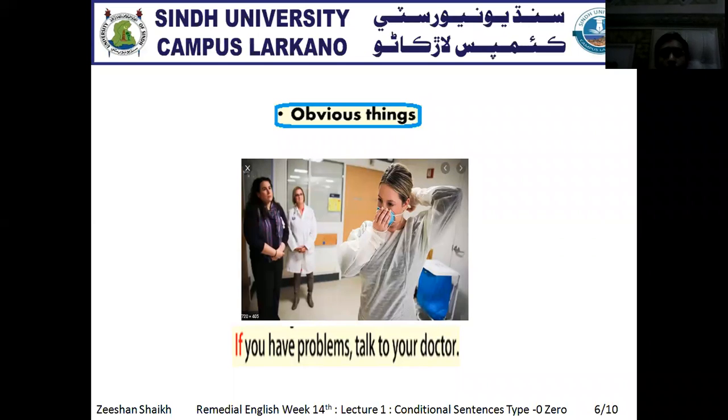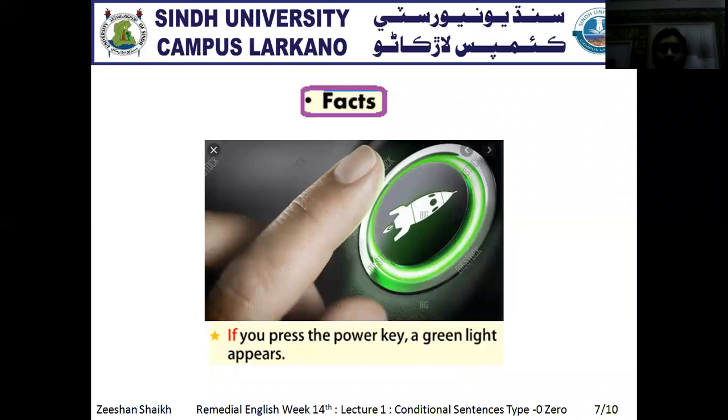It means the problems, the things which are visible to you, which can be easily recognized by you in your friend. So definitely we call them obvious things. Clear? Now the third one is facts.